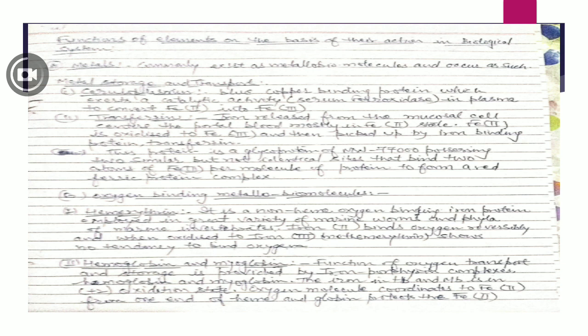Iron second binds oxygen reversibly, and when oxidized to iron third as methemerythrin, it shows no tendency to bind oxygen. It means only Fe2 in hemerythrin is used for the binding of oxygen, and iron third is not used for the binding of oxygen in hemerythrin.